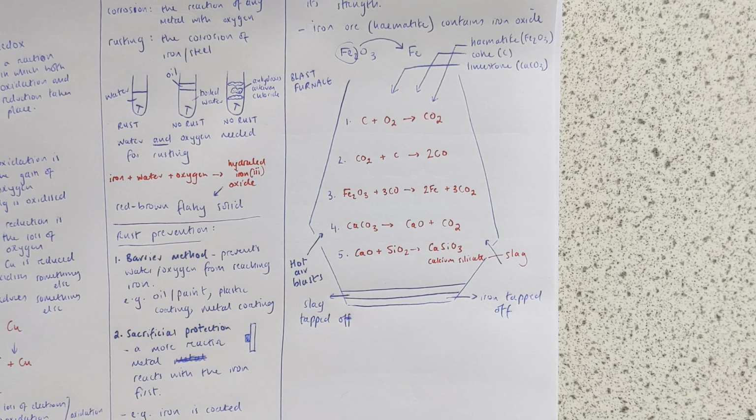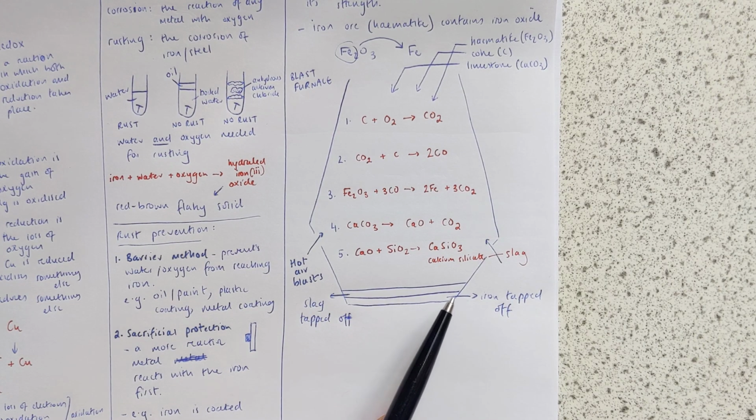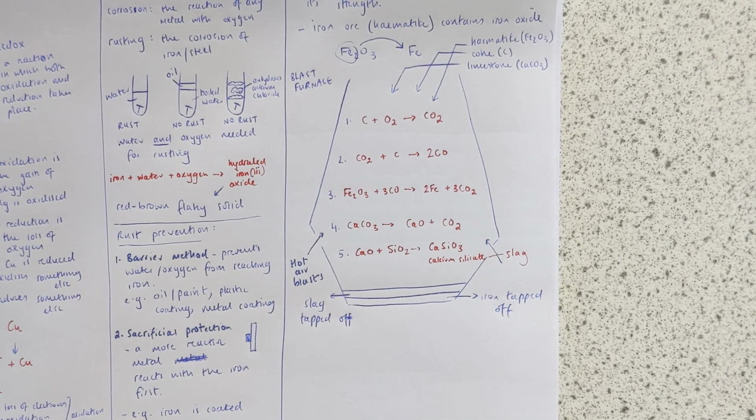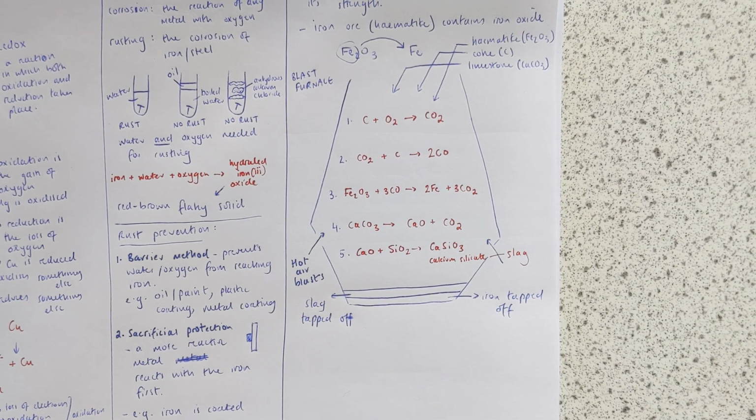The method we use to remove those 2 things from the blast furnace is known as tapping off. Basically, we open a big hole at the bottom of the blast furnace and the 2 liquids will drain off and we can collect them. So these 5 reactions describe the main steps in the blast furnace, which is the extraction of iron from iron oxide.